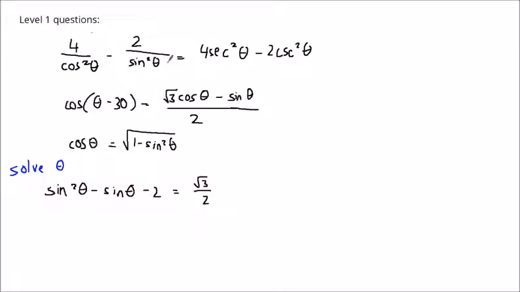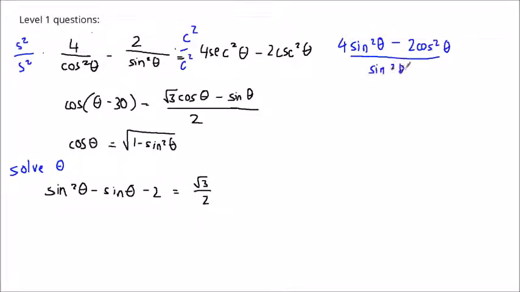Level 1 questions. These are the easy questions. Now we're going to try to solve these easy questions, and let's go. So we've got to simplify this fraction. We have 4 sine squared theta minus, because we've got to multiply by sine squared over sine squared. I'm really lazy, I don't even want to write down the whole thing. Minus 2 cosine squared theta over sine squared theta cosine squared theta.